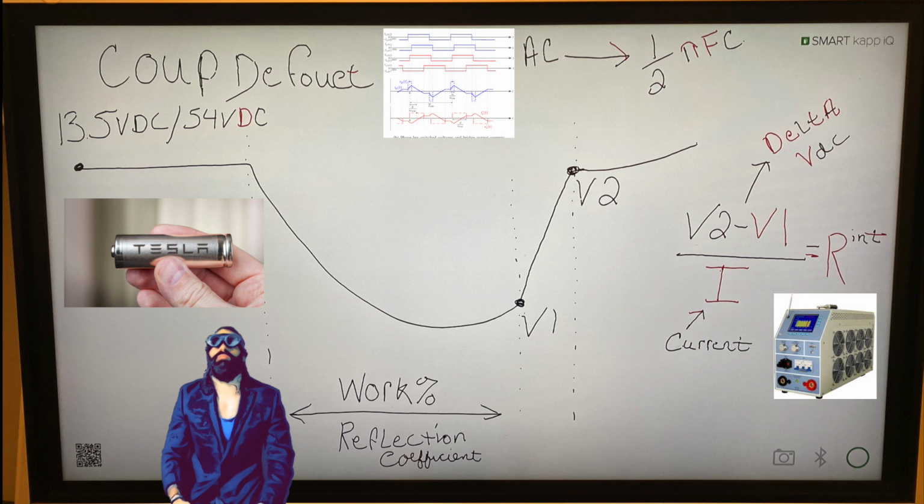Today we're going to be reviewing the Coup de Fouet, or the tail of the whip, the battery discharge curve on valve regulated lead acid batteries, or vented lead acid batteries, or nickel cadmium batteries, or even lithium ion batteries under intercalation. So when we're looking at the state of charge on a battery system, you can see right there 13.5 VDC. That float voltage is not indicative of the state of health of the battery system.